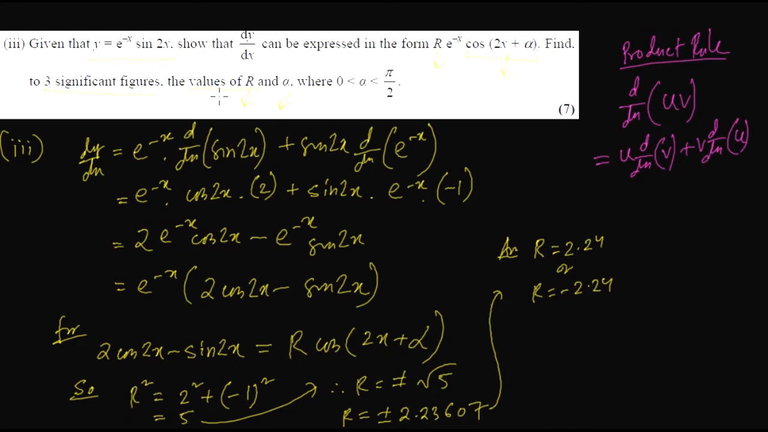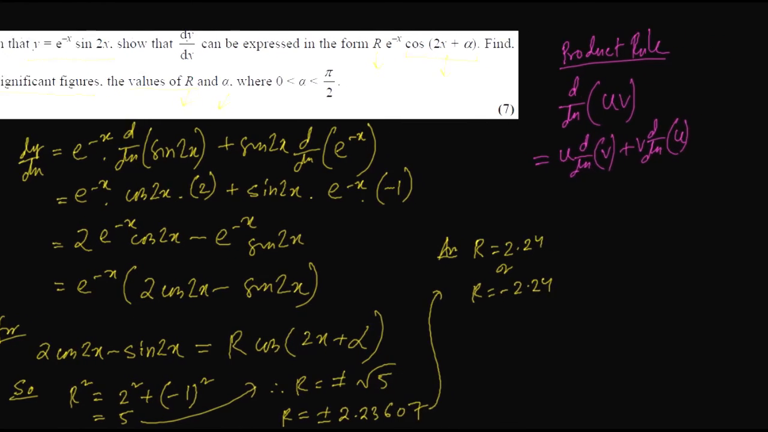So we found the value of r. Now we have to find the value of alpha. Remember, alpha has to be in radians, also in 3 significant figures, from 0 to pi by 2, meaning 0 to 90 if it was in degrees, but this has to be in radians. So let's move on to see how to find the value of alpha.